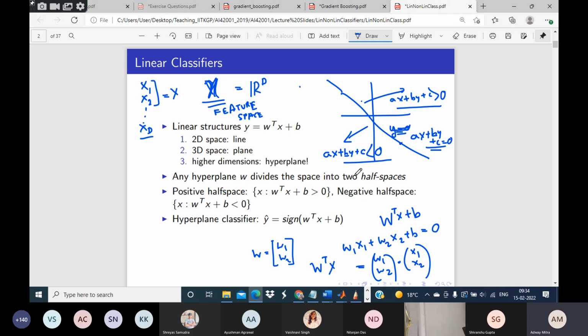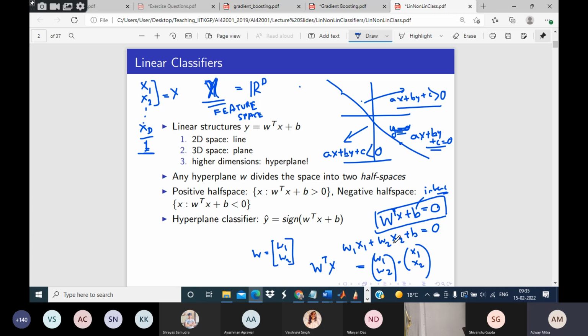If you are using this kind of notation, then the equation of the line is W transpose X plus B equal to 0. Now sometimes we may do another trick. This term B is of course called the intercept. Instead of having a separate intercept term like this, we may also just append the feature vector x with an extra feature with constant value 1.